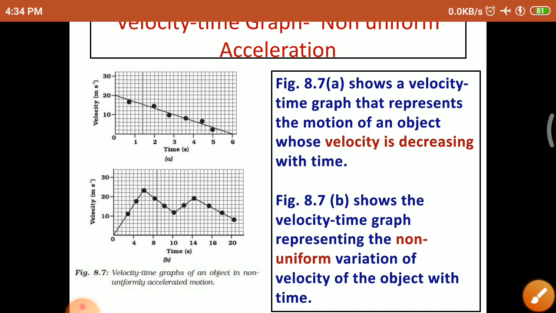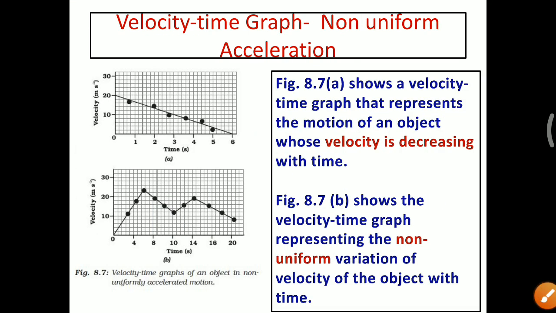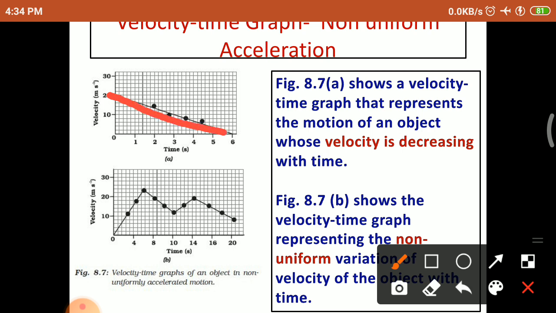Here the graph is a straight line, but what's the difference between these two? When the graph line goes in this direction, it means as time increases, the velocity also increases. If the graph line goes in this side, it means the velocity is decreasing with time. So this graph shows that the velocity value is decreasing according to the time.